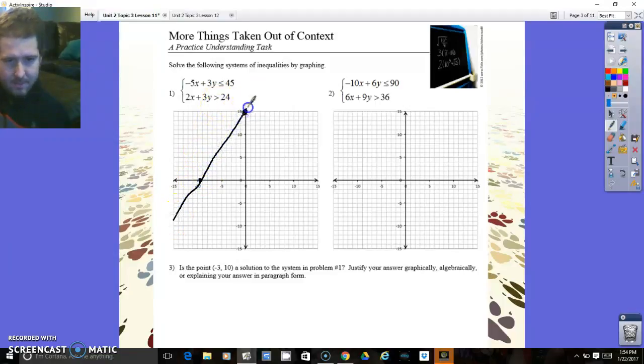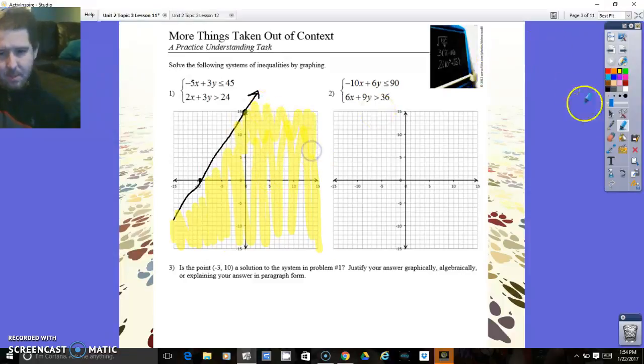Looks something like that. And it's going to be everything that is below. So if this line represents everything that's 45, everything below it is the answer. Because the solution has to be less than 45. So that would be that.